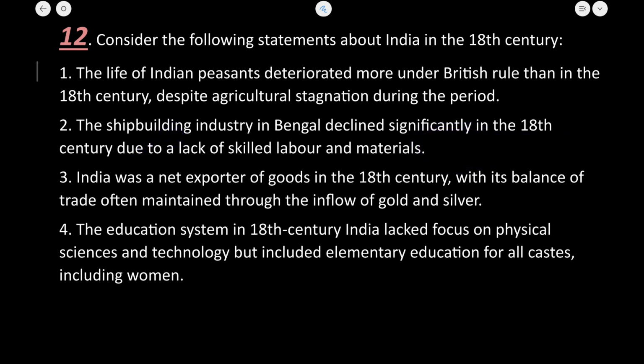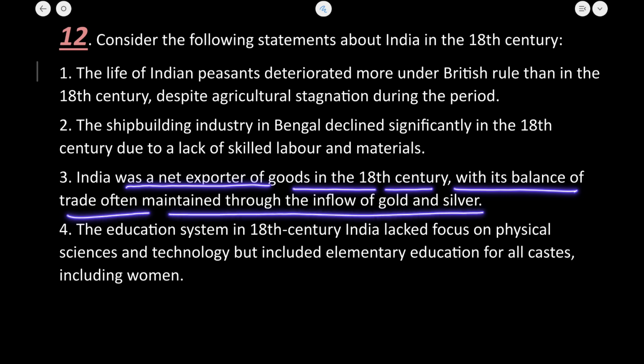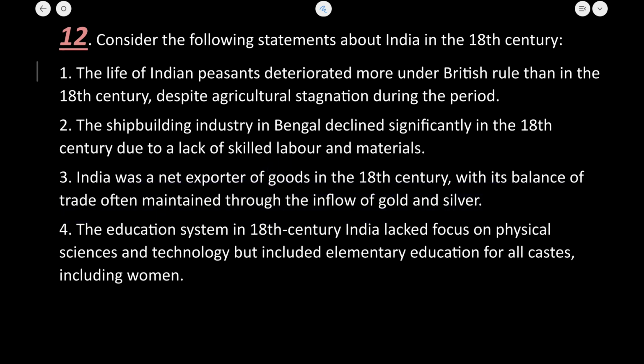Let us see the third statement. India was a net exporter of goods in the 18th century with its balance of trade often maintained through the inflow of gold and silver. Yes, India had a trade balance. India को सोने की चिड़िया बोला जाता था. ठीक है, ऐसे ही नहीं बोला जाता था. Statement is self-explanatory. Absolutely correct.